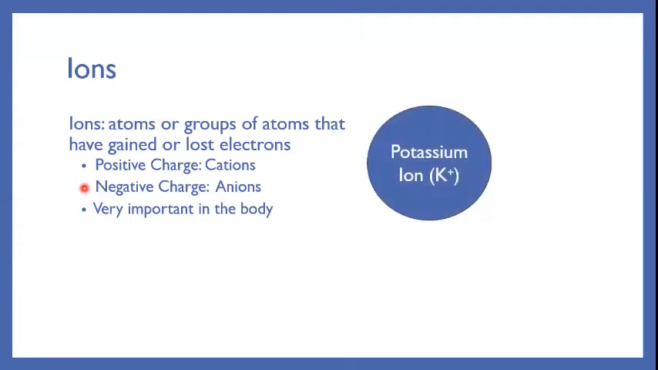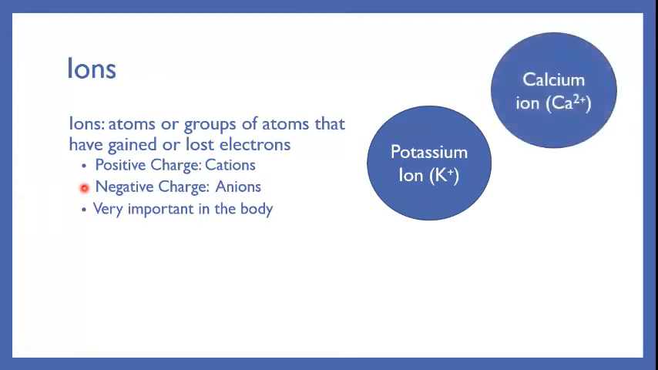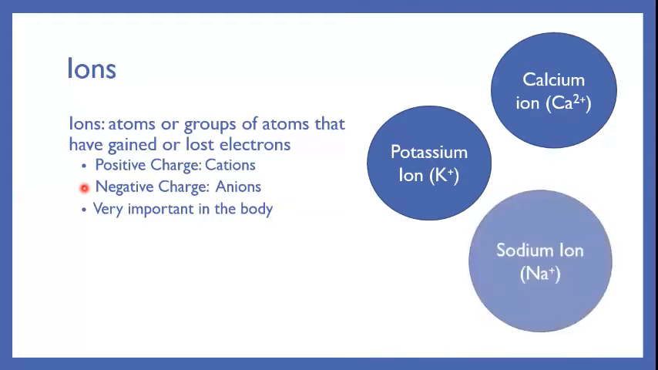A good example of an ion is a potassium ion. This one has a positive charge, making it a cation. Calcium ion also has a positive charge. In this case, you'll see it's 2+. That just means that we actually have 2 positive charges, so we must have lost 2 electrons. A sodium ion also has that positive charge.